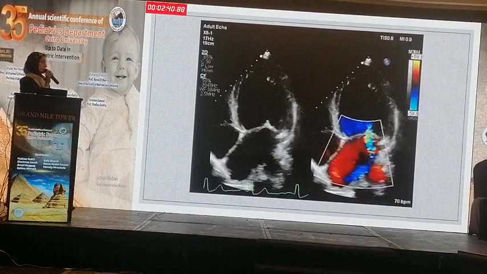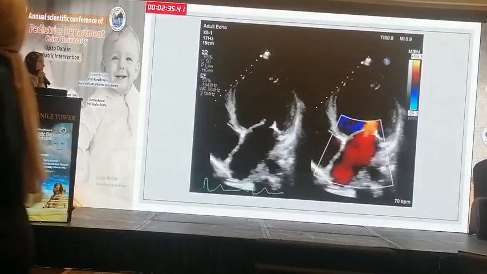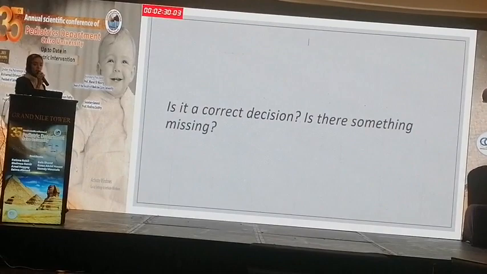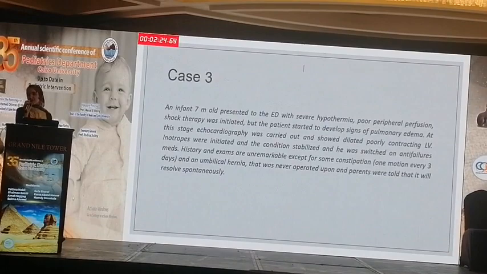This is an example of his echocardiography with LV hypokinesia. While continuing with our presentation, please consider: was this the correct decision? Is there something missing? The third case will be presented by Dr. Salman.